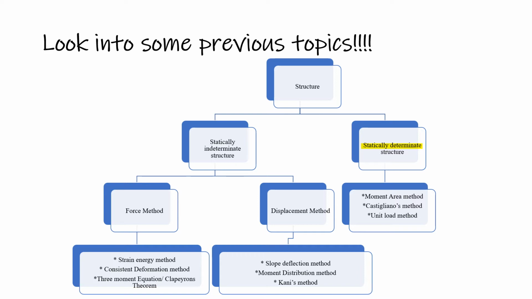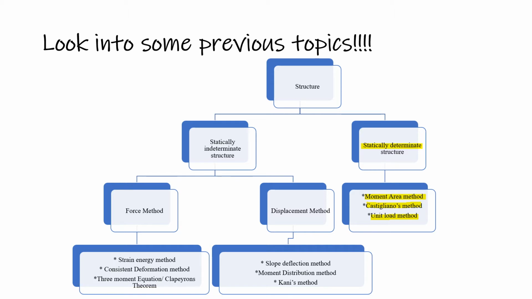Statically determinate structures can be analyzed by using the following methods. First, the moment area method. This method you have studied in Mechanics of Solids. Then Castigliano's theorem and the unit load method. These two methods you have studied in your Structural Analysis 1 paper. So, statically determinate structures can be analyzed by using these methods.